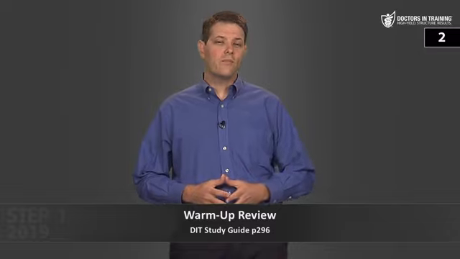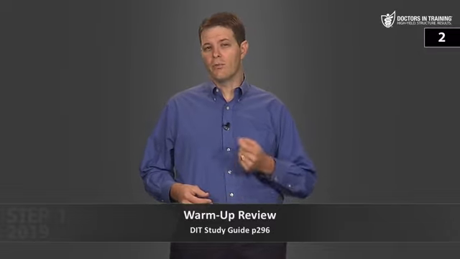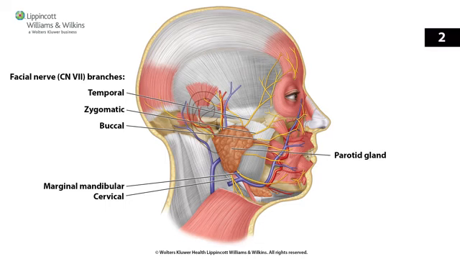Next, what are the 5 branches of the facial nerve? So the facial nerve is cranial nerve 7, and the mnemonic for the branches of it is "To Zanzibar by motor car." So T is for temporal, Z is for zygomatic, B is for buccal, M is for marginal mandibular, and then the C is for cervical.